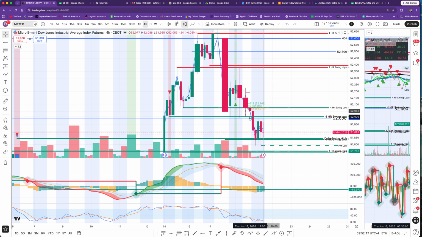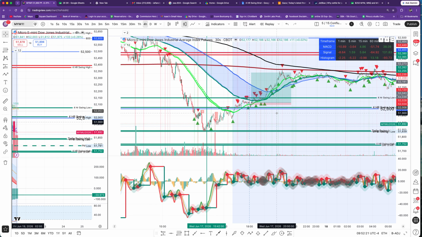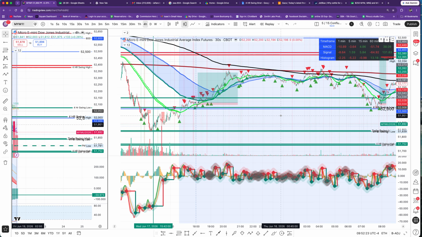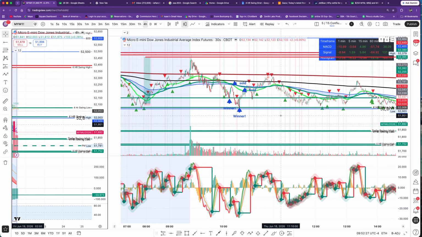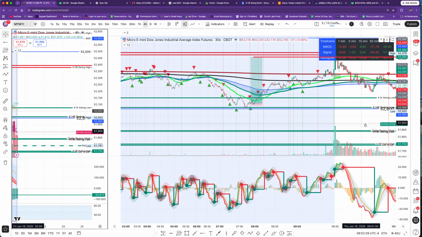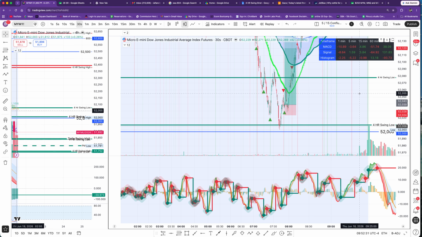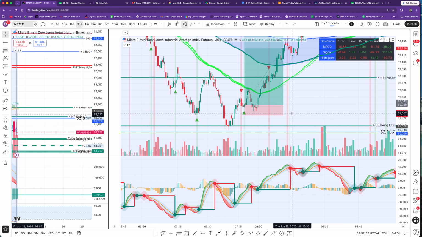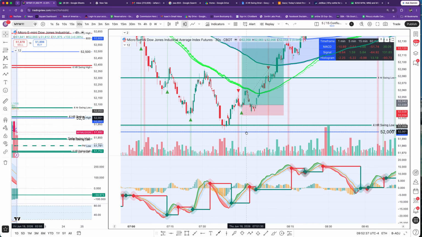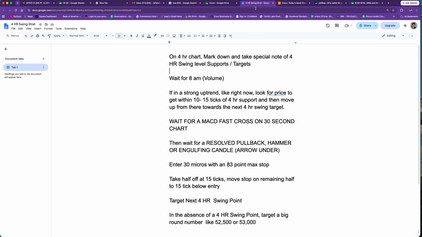Let's take a look at Thursday morning. We usually log in around, on a 30-second chart, I usually log in around 7:30, 7:45 in the morning. So on this past Thursday morning, I logged in just to find that price has come down to a 4-hour swing here and bounced off of it. Okay, it was 7:45. So we're going to look for a MACD cross.